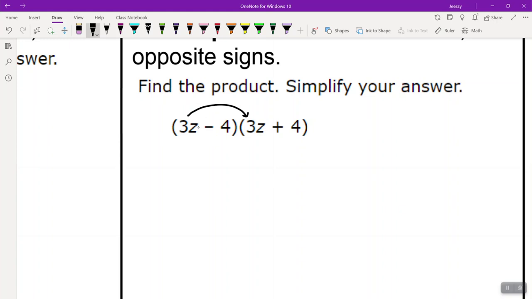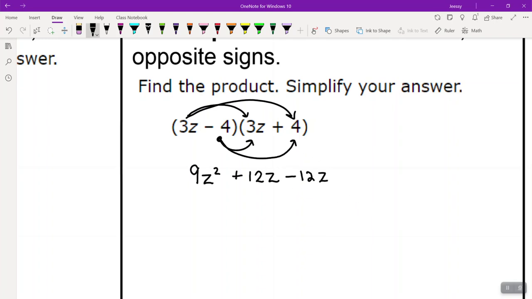All right, what is 3z times 3z? 9z squared. Multiply 3z times 4, plus 12z. All right, where are we going to put the next dot underneath which number? Negative 4. All right, so what is negative 4 times 3z? Negative 12z. And lastly, negative 4 times positive 4.